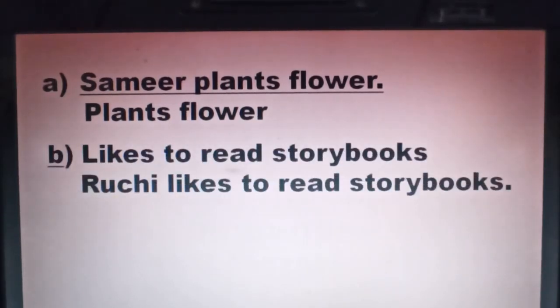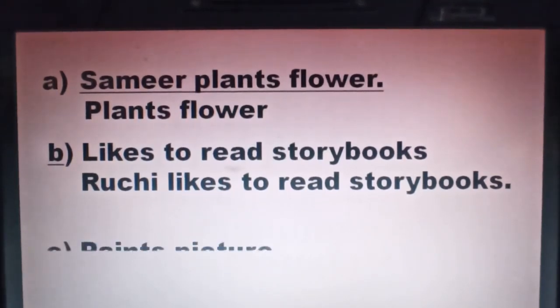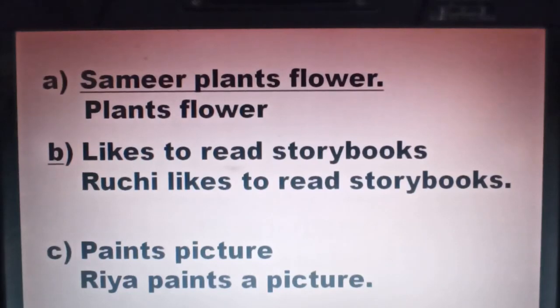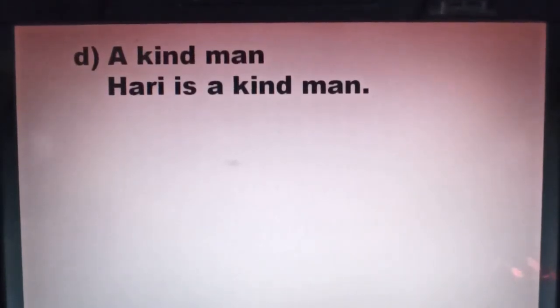B part. Likes to read story books. Ruchi likes to read story books. Likes to read story books. Story book पढ़ना पसंद है. तो ये प्रॉपर मीनिंग नहीं निकल रहा है. अगला सेंटेंस. रुचि likes to read story books. Now C part. Paints picture. Riya paints picture. D part. A kind man. Hari is a kind man.